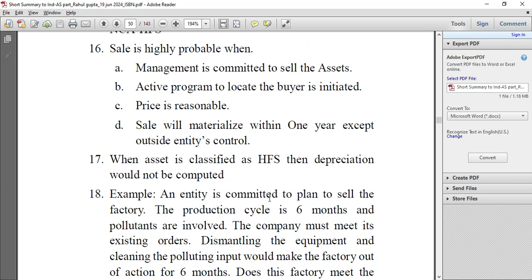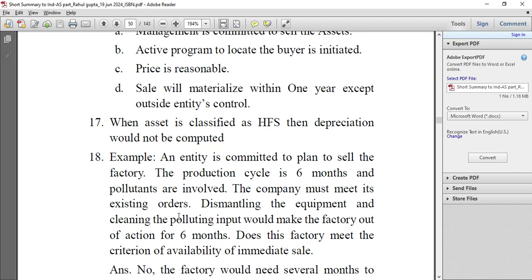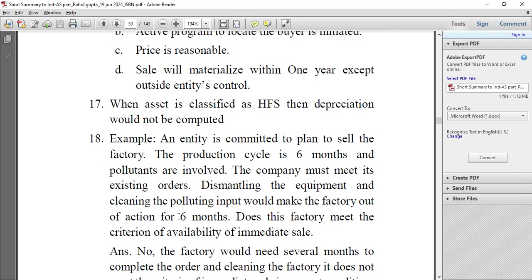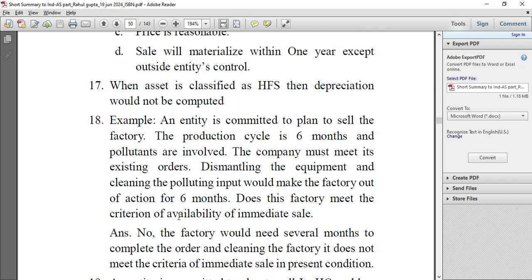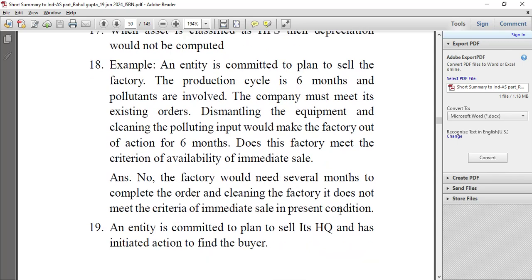An entity is committed to a plan to sell the factory. The production cycle is 6 months, and pollutants are involved. The company must meet its existing orders; dismantling the equipment and cleaning the polluting input would make the factory out of action for 6 months. Does this factory meet the criterion of immediate sale in present condition? No, the factory would need several months to complete the orders and clean the factory. It does not meet the criteria of immediate sale in present condition.